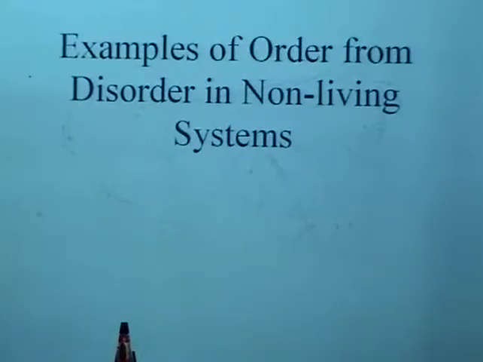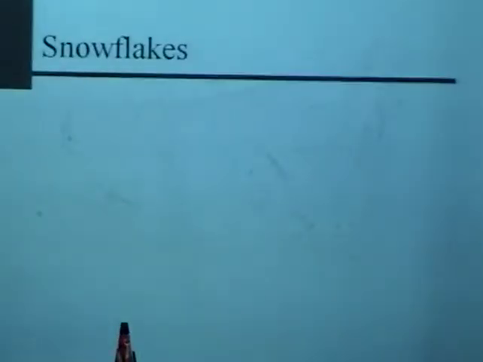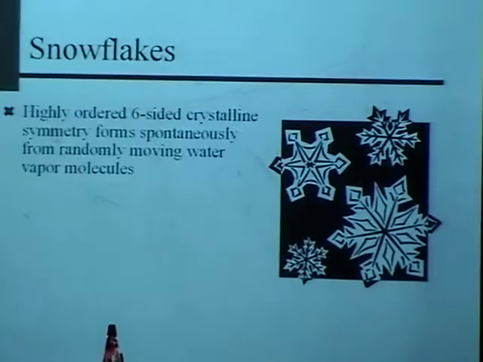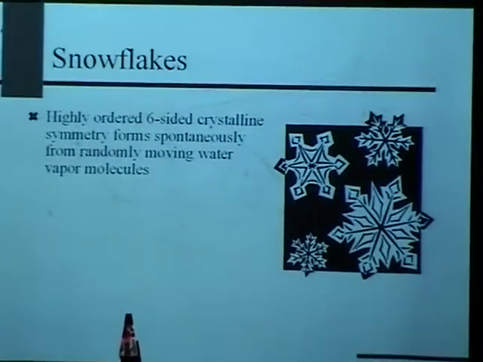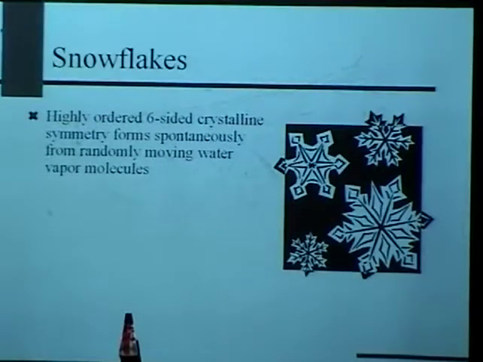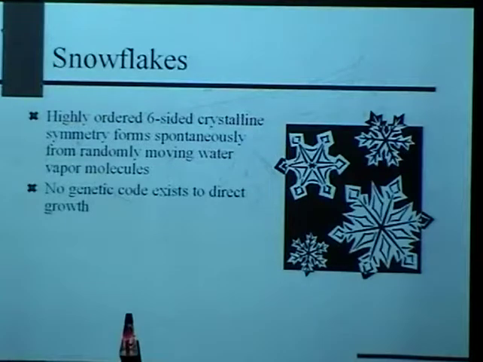Okay, but without going into a lot of detail here, we'll take a look at some examples of non-living systems that spontaneously produce order. One, snowflakes here. If you look at what happens, you've got a lot of randomly moving water molecules which spontaneously give up thermal energy into the atmosphere, and in so doing create very, very orderly arrangements, which are not alike. I mean, these snowflakes have this six-sided crystalline symmetry, formed spontaneously. There's no genetic code that exists to direct the growth of snowflakes.